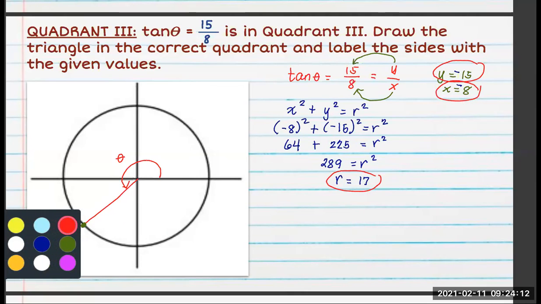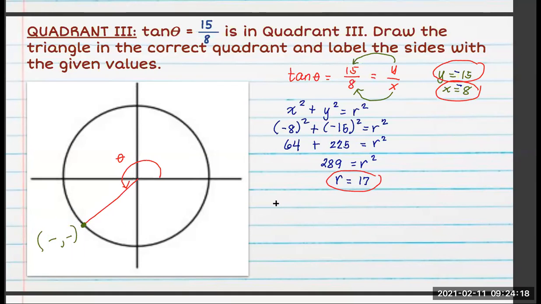Okay? So from here, I want different colors. So we have, let's set it up: sine theta, cosine theta, tangent theta is given, and then you have your cotangent theta, secant theta, and then cosecant theta. All right, let's set this up.